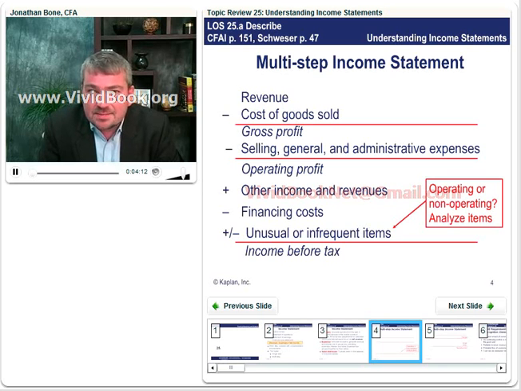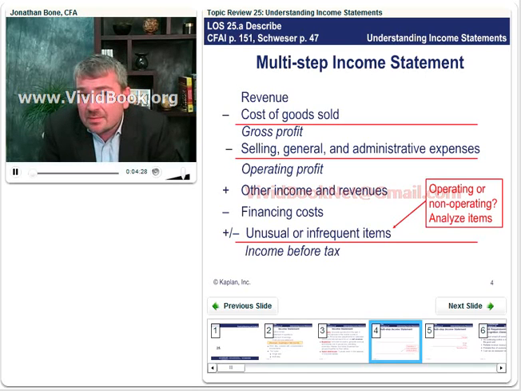Okay, we then subtract our day-to-day operating expenditure, known as selling, general and administrative expenses, and that brings us down to operating profit. Now, operating profit is the profit generated from our key day-to-day standard operations.